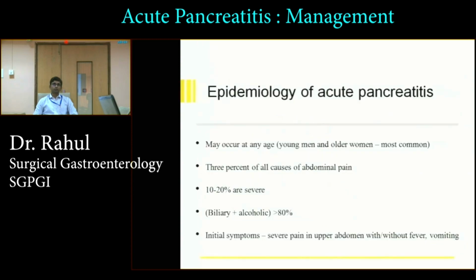Next, we will be starting with a brief introduction of pancreatitis, followed by a question-based answer system so that everything becomes clear. Acute pancreatitis can occur at any age, more commonly in young men and older women. It forms 3% of all causes of abdominal pain, mostly acute abdominal pain. Only 10 to 20% of acute pancreatitis are severe, and biliary and alcoholic causes account for more than 80%. The initial symptom is usually severe abdominal pain in the upper abdomen, with or without fever, and may be associated with vomiting.